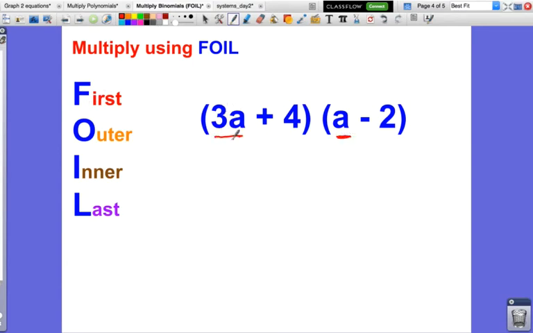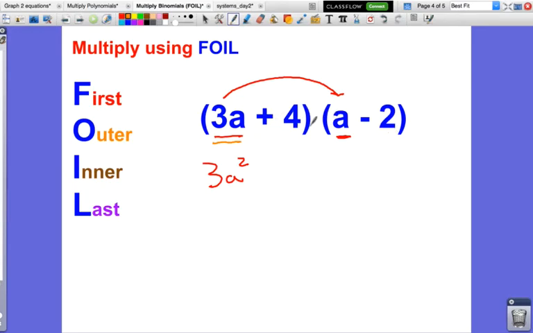We're going to multiply the first numbers inside each set of parentheses. So I'm going to do 3a times a, because these are the first numbers inside. So 3a times a, I'll have 3a squared, because I have a times a. Now for outer, that means I'm going to choose the outer numbers. So this would be an outer, and this is on the outside, because these two are on the inside.